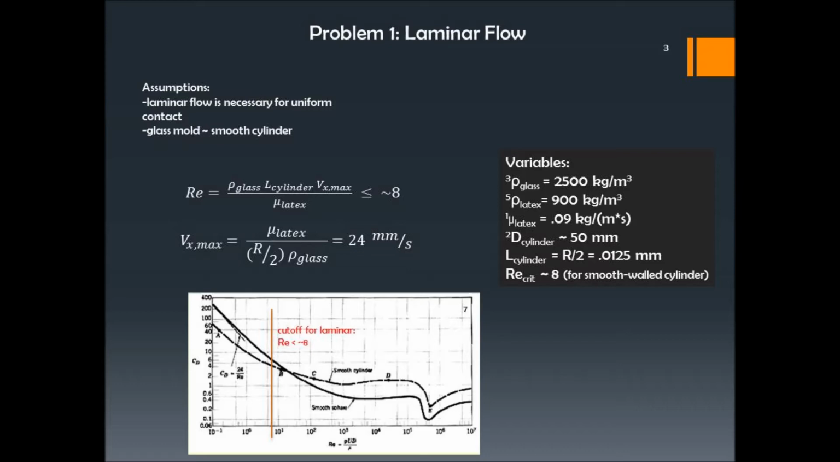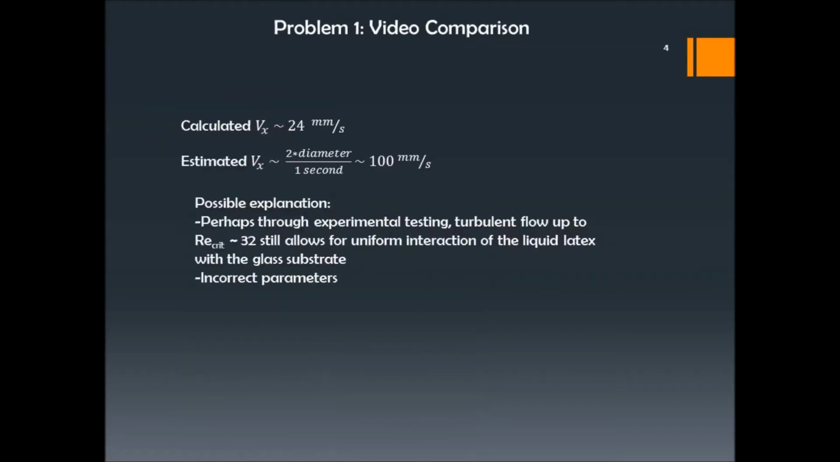And so from this graph of Reynolds number versus drag coefficient, we know that the flow will be laminar in approximately the linear regime of the Reynolds number. And so I found a cutoff of about Reynolds number of 8, and this gave us a maximum horizontal velocity of 24 millimeters per second.